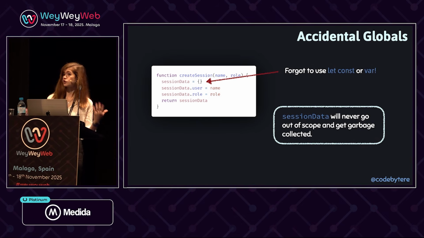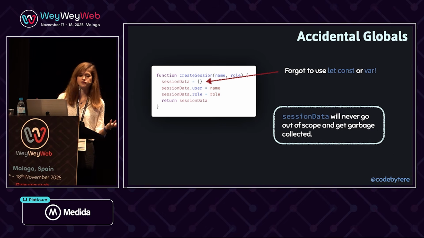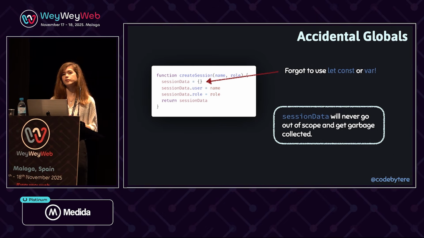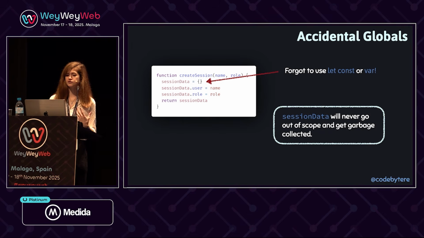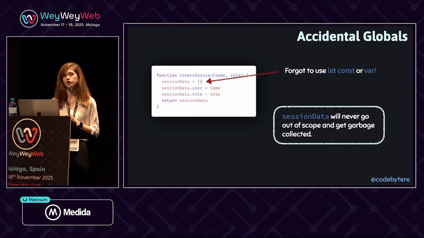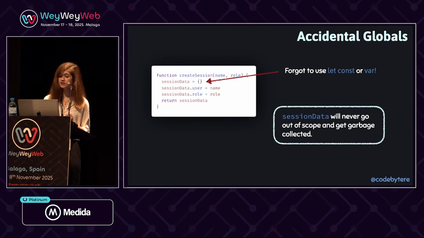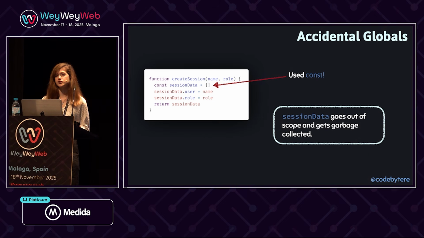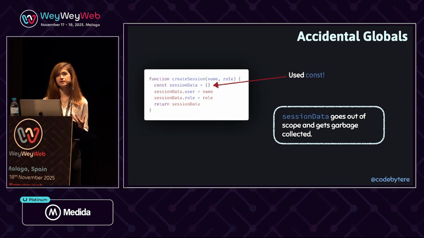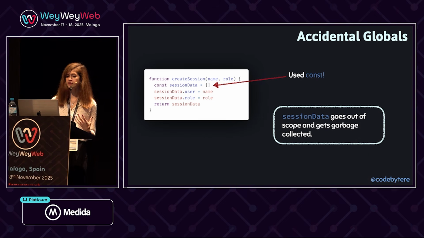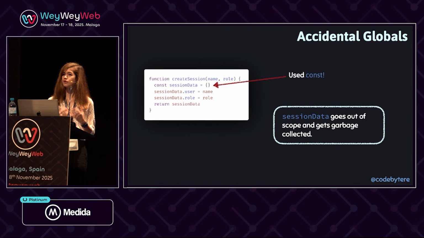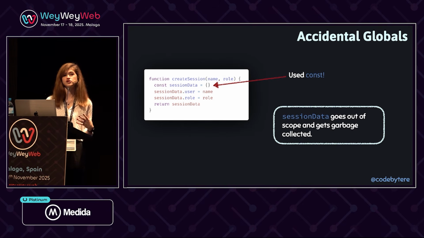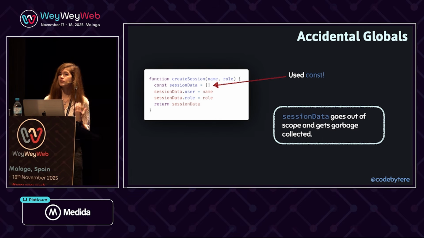If createSession is called multiple times, such as each time a new session starts, sessionData may end up overwritten, but never fully removed, potentially keeping unused data in memory and causing a leak over time. To fix this issue, we'd want to make sure we declare sessionData with either let, const, or var to ensure that it's scoped correctly within createSession. With this fix, the variable will then be scoped to createSession, so it'll be eligible for garbage collection when the function call completes, and the memory will be freed accordingly.